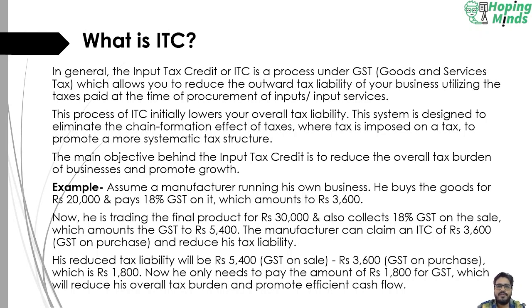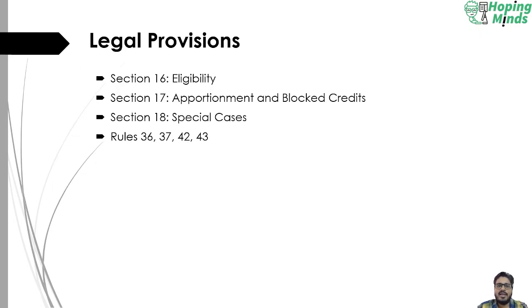So moving ahead, legal provisions. Rule 16 defines the eligibility criteria and the conditions to avail the input tax credits. Section 17 specifies the apportionment and block credit. Then section 18 deals with special circumstances like registrations and composition switch, that is switching from composition or switching into composition scheme, etc. Corresponding rules.